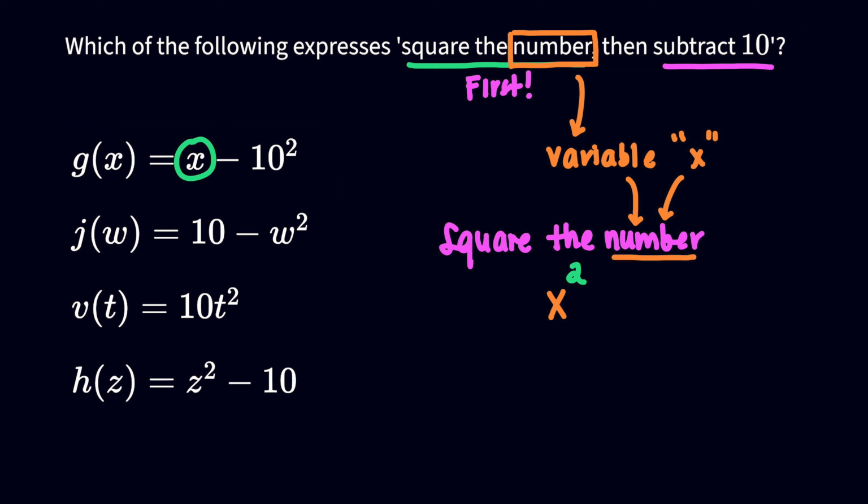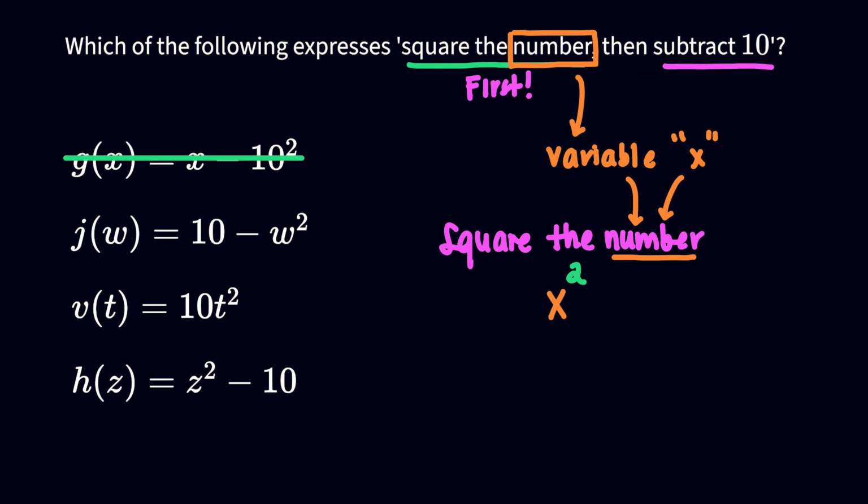I have an x value here, but unfortunately, that is not squared. It seems like the 10 is squared here, and that's not what we want, so this one automatically is out. Don't even look at it anymore. The next one, we have our variable w, and it is squared. So maybe I'll keep that there for now. Could be a potential answer. The next one, we have our variable t, and it is squared. So that works. And then the final one, we have our variable z, and it is squared.